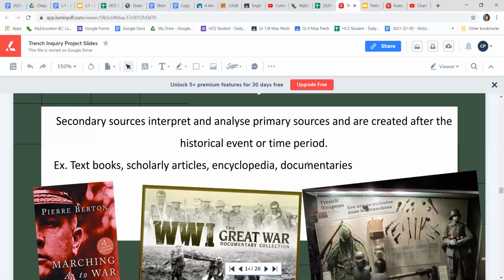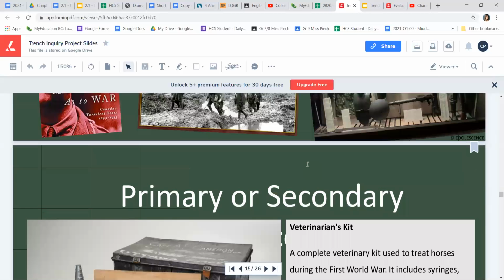The pictures that they have in their documentary would be considered to be a primary source, but the documentary itself is a secondary source because it was created after whatever event or time period that you're looking at, it was created after the fact. So it is a secondary source.